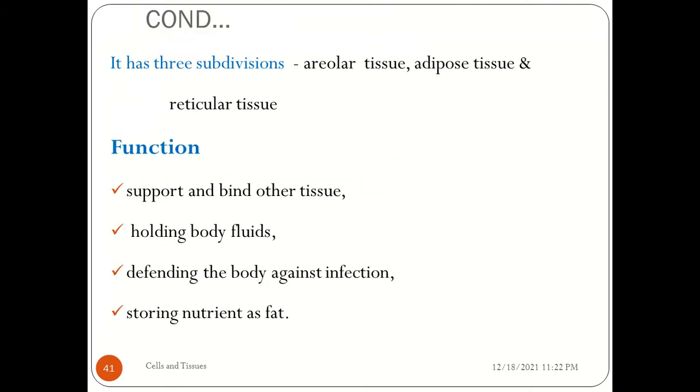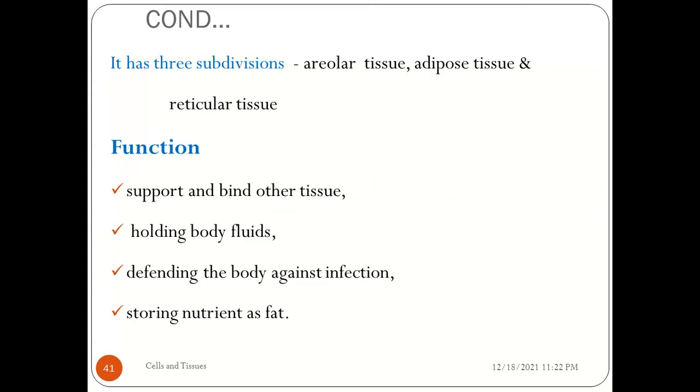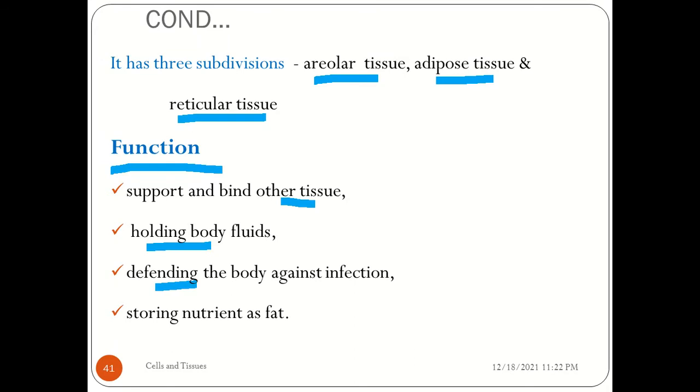Loose connective tissue has 3 subdivisions. One is areolar tissue, the other is adipose tissue, the other is reticular tissue. Function: they support and bind other tissues, hold body fluids, defend the body against infection, and store nutrients as fat.